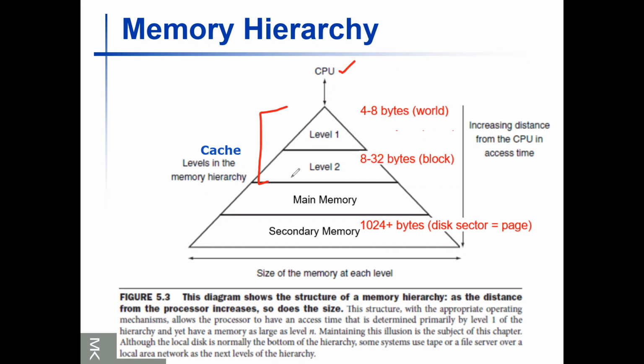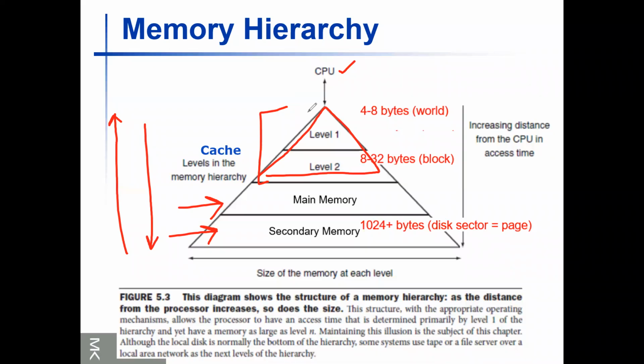As this pyramid is showing, the size of this memory is less compared to the other memory as we go down. The main memory is here, then we go to the secondary memory, with more size. But as we go down, the size is increasing, guys, but the speed of the operation is also slower. As we go up, the memory is very fast, the access time is very less.